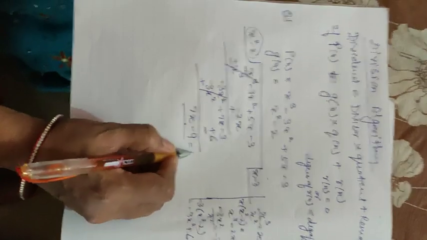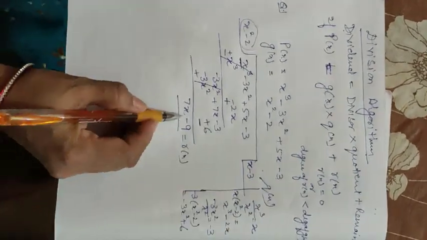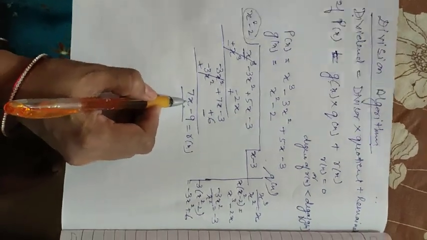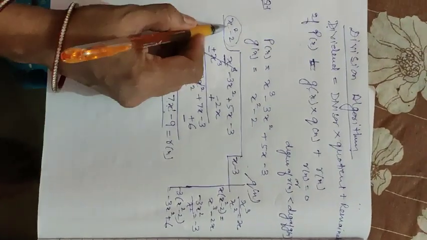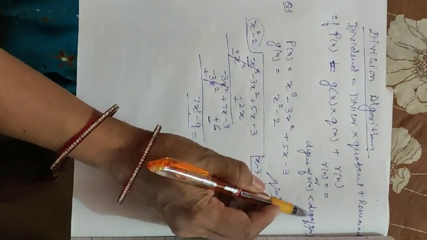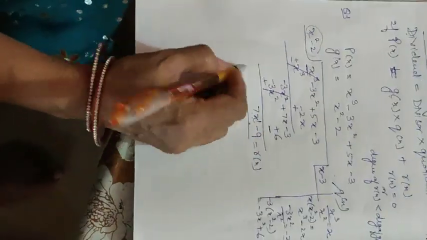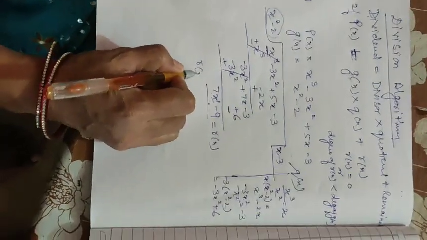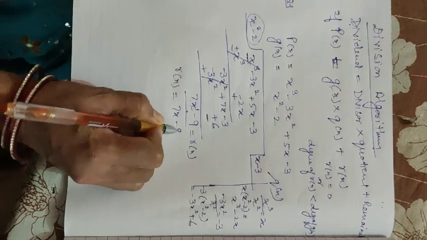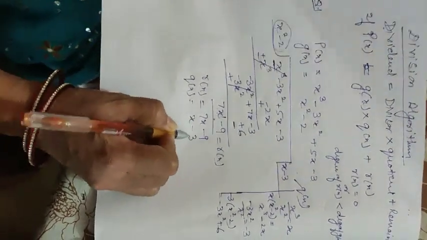Now children, this is my remainder, and this was the quotient. Since we cannot divide further because the degree of the remainder is 1 and the degree of the divisor is 2, we said that the degree of the remainder should be less than the degree of the divisor. So the degree is less, we cannot divide further. So in answer, my remainder is 7x minus 9 and my quotient is x minus 3.